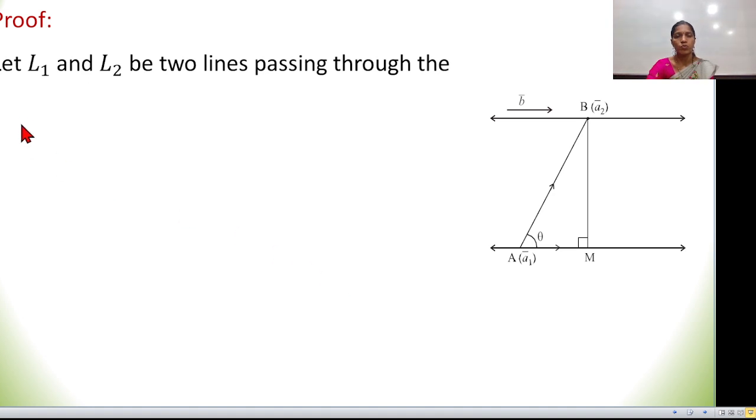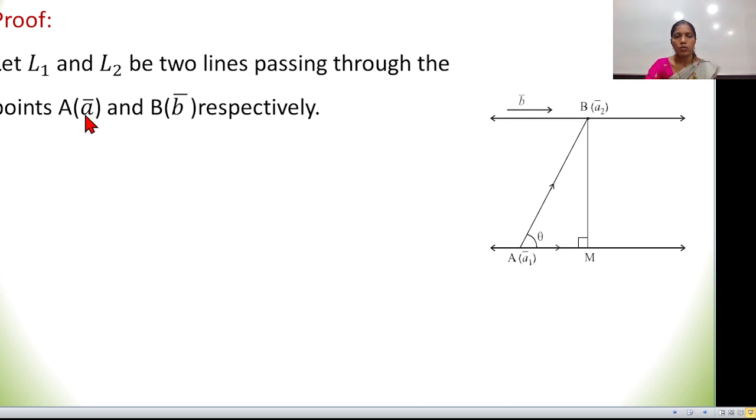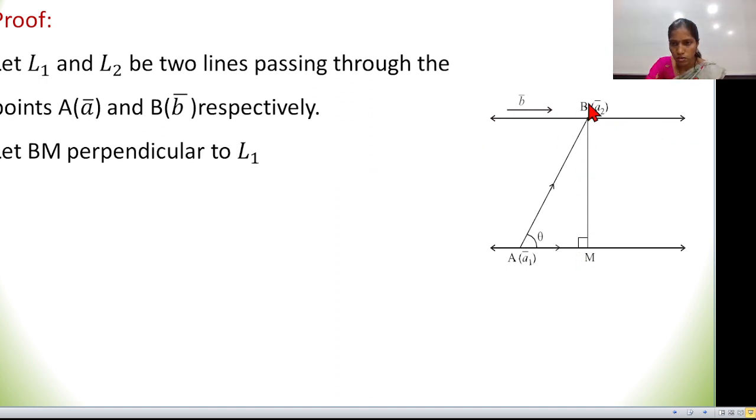So let's see the proof. Let L1 and L2 be two lines passing through the point A having position vector A bar, and B having position vector B bar. Now, to draw first, BM is a perpendicular to L1. So this perpendicular distance is the perpendicular to line L1.